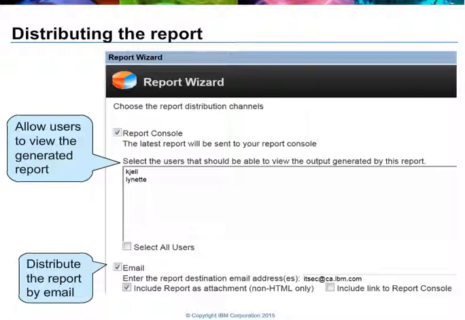You can also decide whether or not to distribute this report via email. In order to distribute a report via email as an attachment, it has to be either done in the PDF or RTF formats. Otherwise, you can just include a link back to the report console. If you want to email multiple recipients, simply separate the email addresses with commas.